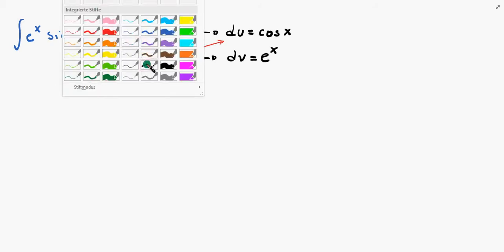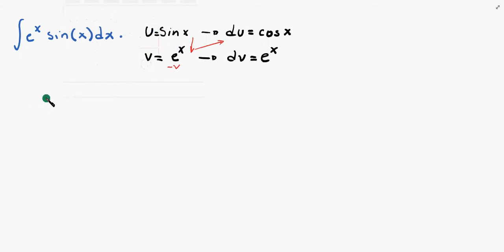This is what we're going to do. We said uv, and uv is the exponential of x times sine of x, minus the integral of v, and v is exponential of x, times du, and du is the cosine of x. Okay, this is our first integration. We're going to do that twice. Sorry, we're talking about integration, so this is our first integration, and we're going to do that twice.